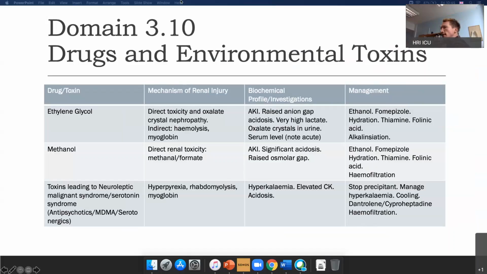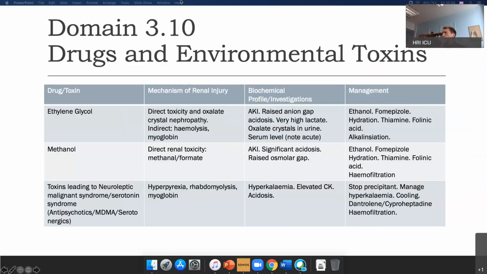Ethylene glycol causes an oxalate crystal nephropathy. The patients often present profoundly acidotic with a very high lactate. There's often a bit of a devil's in the detail in terms of the history as to are they a drinker or have they had lots of episodes of suicidal ideation.